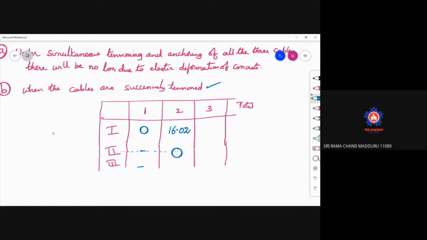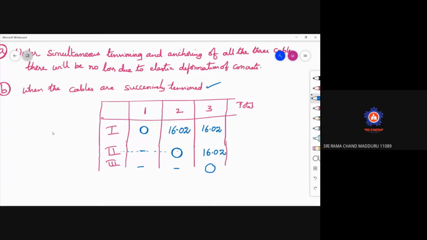Because at the first step you are doing only the first tendon, 2 and 3 will not come into the picture at all. When you are doing the second one, the third will not come into the picture. Now when you are doing the third one, the loss in the third tendon will be 0, but this will create a loss in the previous tendons, and the value in each tendon is nothing but 16.02. That's why we didn't calculate all the values at a time. That is, here one wire is stretched or tensioned and anchored.